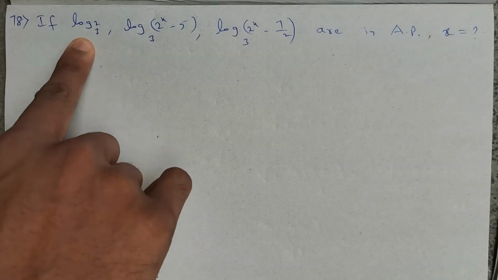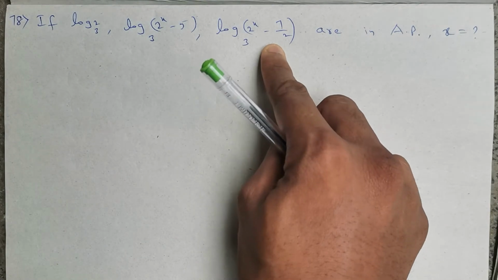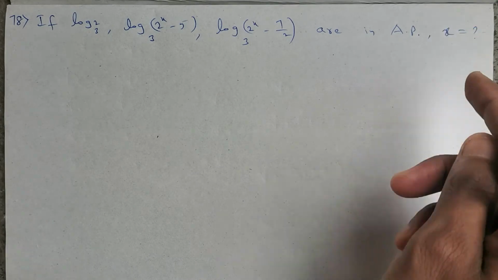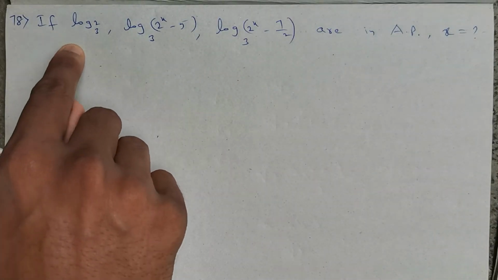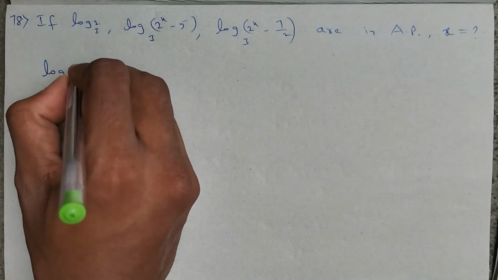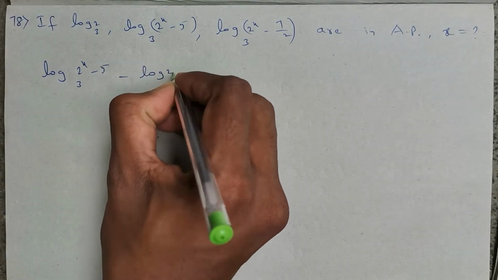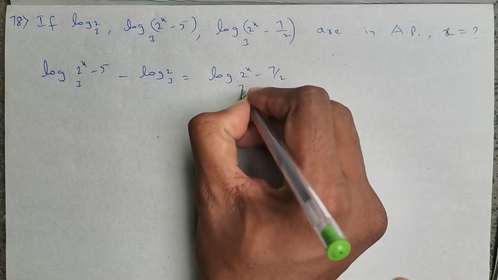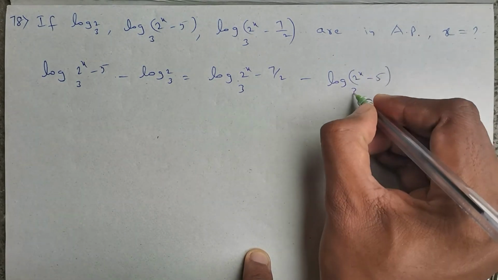Okay, the next question is, if log 2 base 3, log 2 power x minus 5 base 3, log 2 power x minus 7 by 2 base 3 are in AP, then x value how much? So he said very clearly those all are in AP. So AP is nothing but second term minus first term. Log 2 power x minus 5 base 3, second term, minus first term log 2 base 3, is equal to third term log 2 power x minus 7 by 2 base 3 minus second term log 2 power x minus 5 base 3.